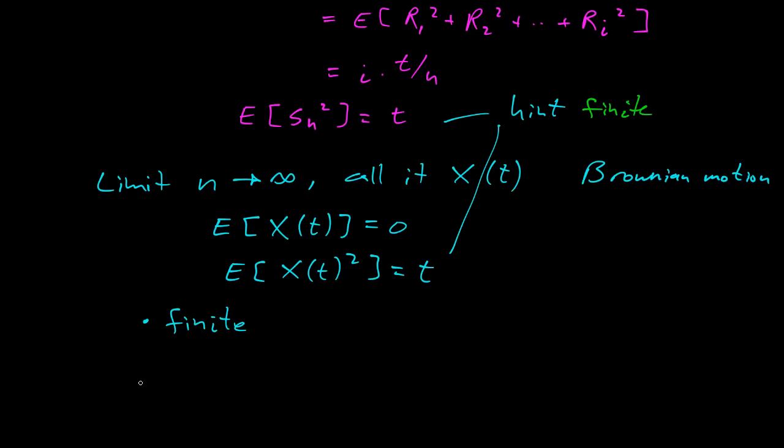So what are the properties? It's actually continuous. And then we have our other ones. So we have Markov. So there's no memory still. In the limit, as n goes to infinity, it still has no memory of the past.